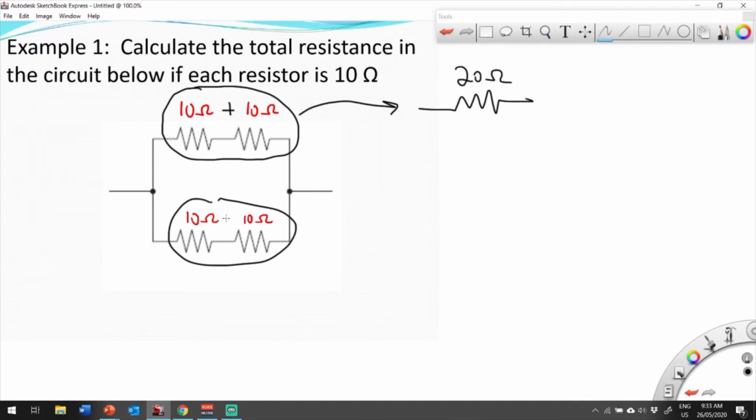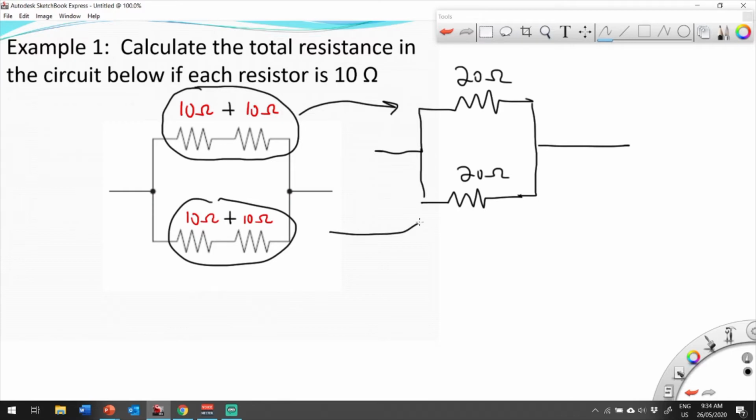Similarly, these two down here are also in series, so we can add those together. So we get a 20 ohm resistor there. Let's finish the different circuit diagram now. So now our problem, rather than having 4 resistors, we can simplify to a problem of 2 resistors, where the top pair of resistors has a total resistance of 20 ohms, and the bottom pair of resistors has a total resistance of 20 ohms.